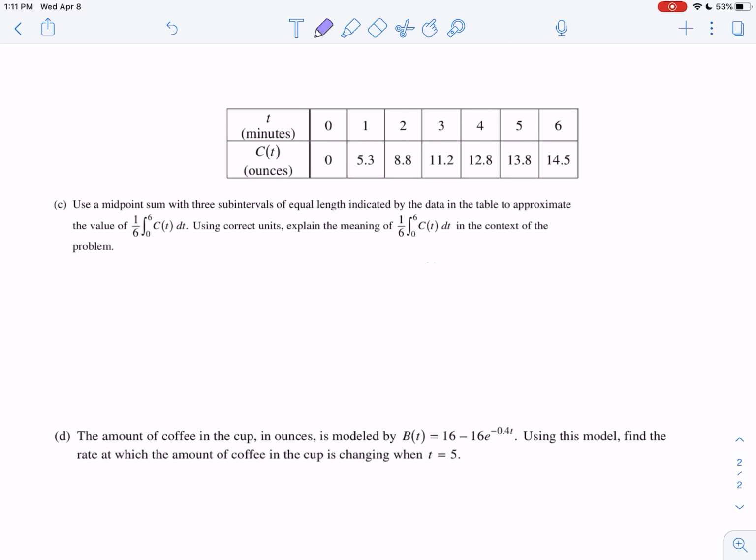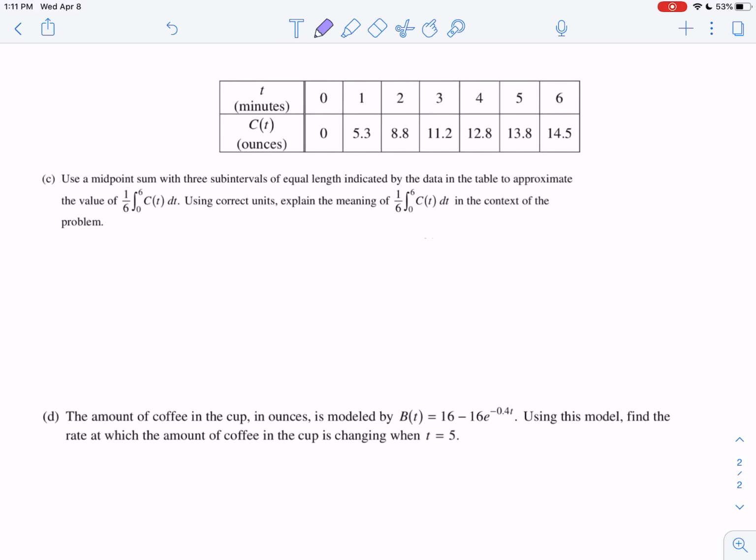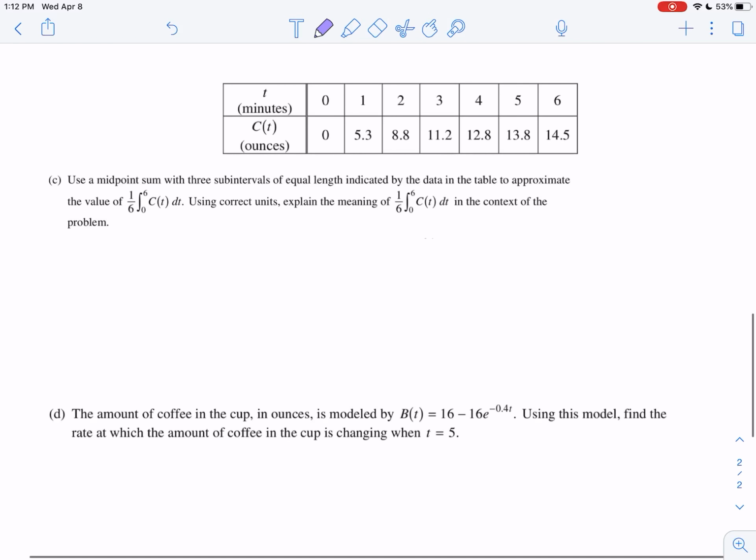All right, let's move on to part C. Part C, use a midpoint sum with 3 subintervals of equal length indicated by the data in the table to approximate the value of 1/6 integral from 0 to 6 of c(t) dt. Using correct units, explain the meaning of 1/6 integral from 0 to 6 of c(t) dt in the context of the problem. Okay, it's kind of 2 parts. First, we're going to do just the pure math of it, and then we're going to explain the meaning.